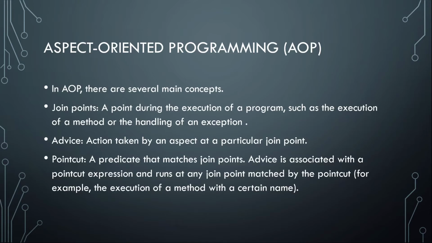In AOP, there are several main concepts. Join point: a point during the execution of a program, such as execution of a method or the handling of an exception. Advice: action taken by an aspect at a particular join point. Pointcut: a predicate that matches the join point. Advice is associated with a pointcut expression and runs at any join point matched by the pointcut. For example, the execution of a method with a certain name.